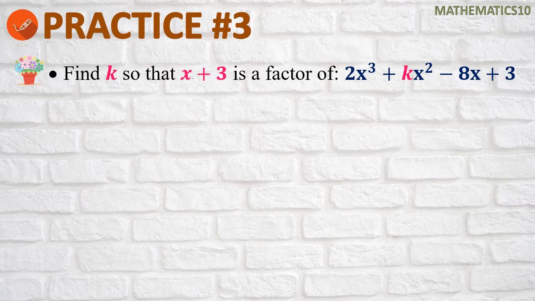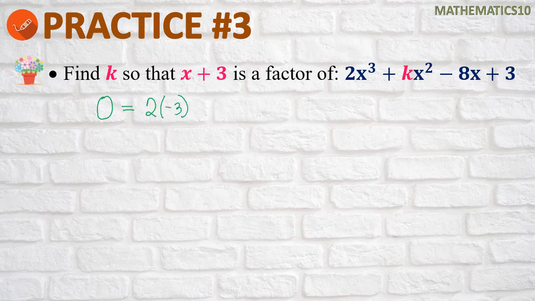Therefore, we can say that if x plus 3 is a factor of the given polynomial, the remainder is equal to 0 already. Therefore, we can equate the given polynomial to 0. After that, of course, we are supposed to substitute the value of x coming from x plus 3, and that is negative 3.